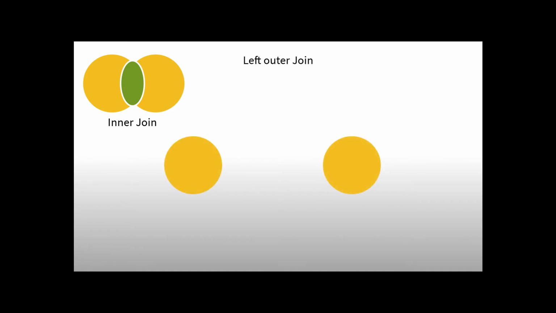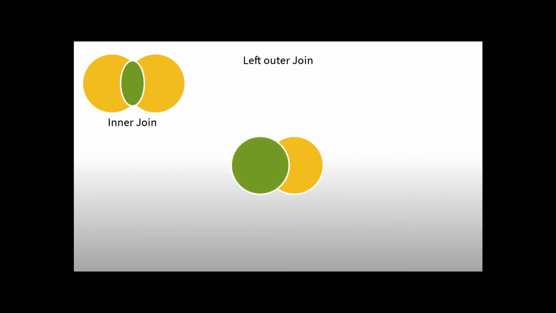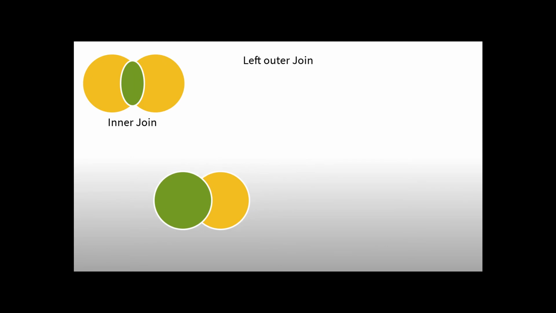In outer join, the very first we will go for left outer join. In case of left outer join, it is going to derive all the data from the table which is on the left hand side of the join clause and the common data from the table which is on the right hand side of the join clause. Fine. So in this diagram you can easily identify that the table which is on the left hand side is full green and the common data from the other table will be derived.